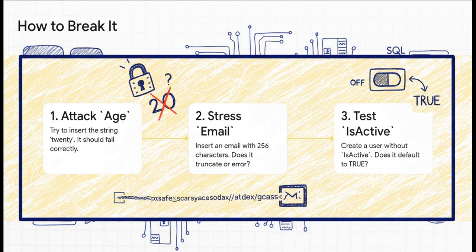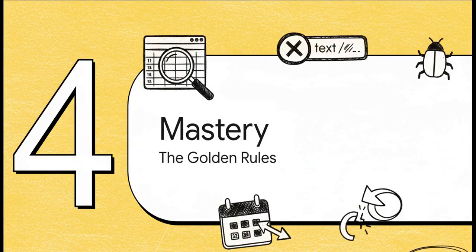And finally, let's test the rules. Is_active defaults to true? So if we create a new user and don't even mention is_active, does it correctly set it to true for us? This is how you systematically test that blueprint. Now that you've seen the tools in action, let's lock all this in with a few golden rules that should guide all of your testing.